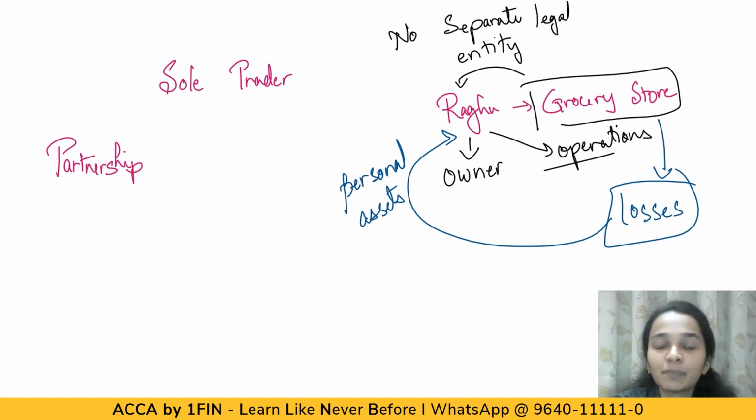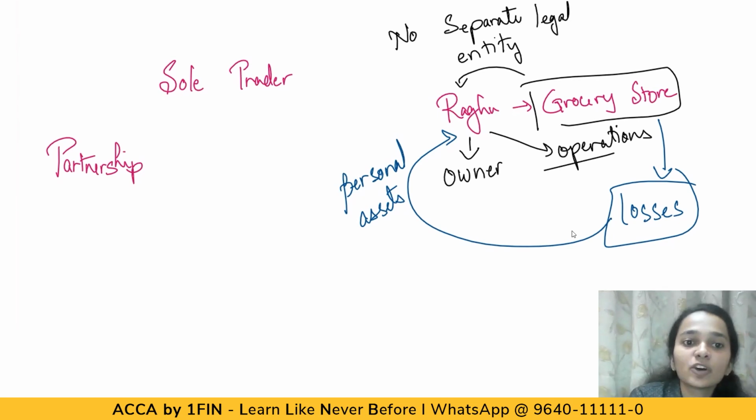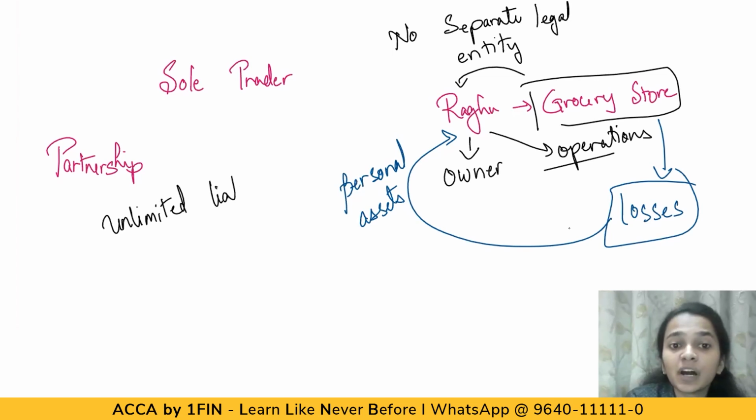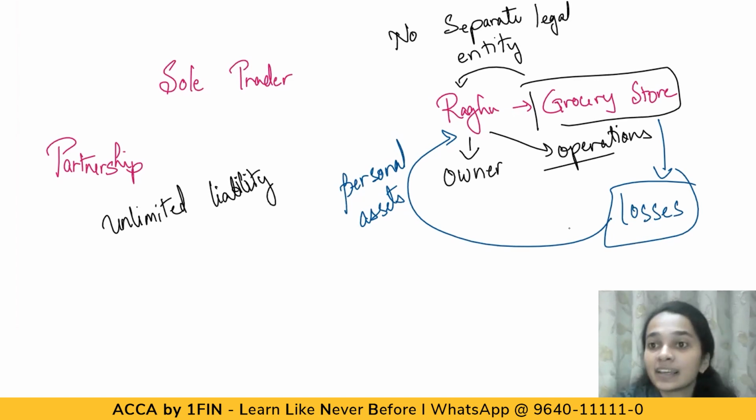In case of partnership, the people who jointly manage the business are called the partners, and the partners also have unlimited liability, which means there's no security to the partners' personal assets as well. In case anything happens, in case there are any losses or liabilities of the business, the partners will also have to pay money out of their own pockets.